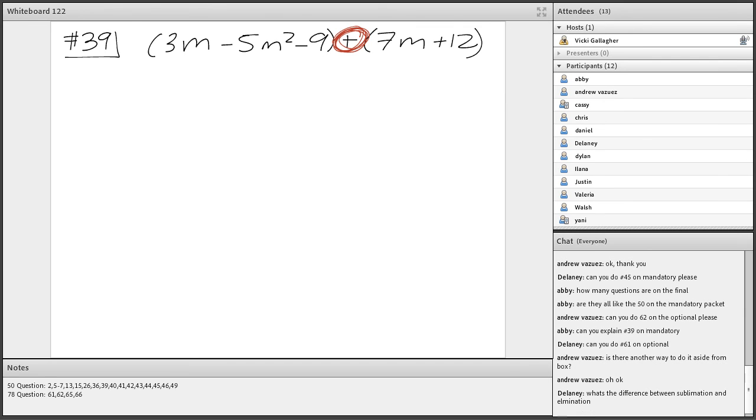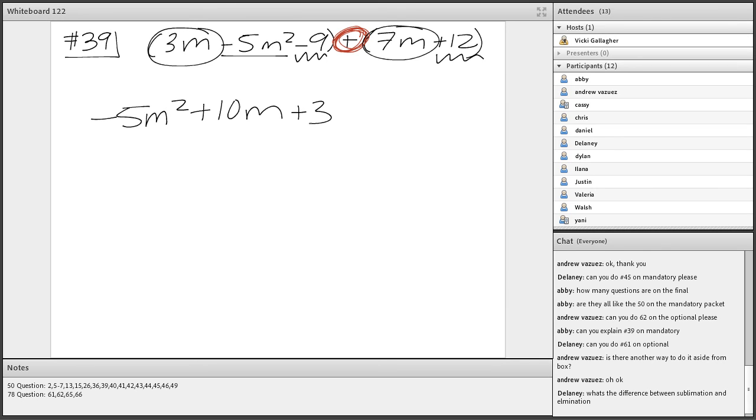All you have to do is combine like terms. Okay, so I'm going to start with the biggest exponent, which is this one, and that one does not have anything to combine with. Next, I'm going to combine my 3m with my 7m. Finally, I will combine my -9 with my 12. That's it.